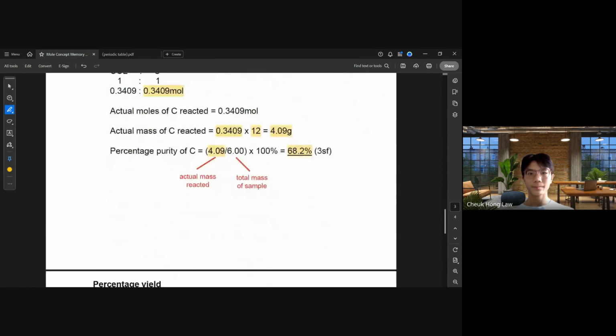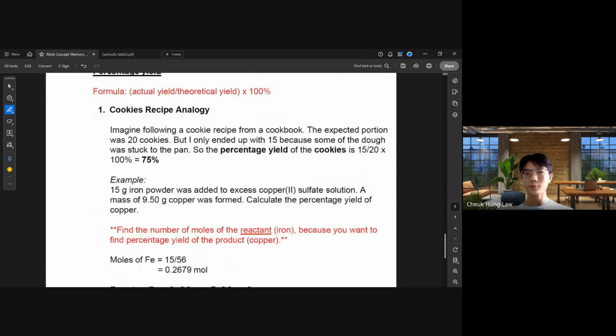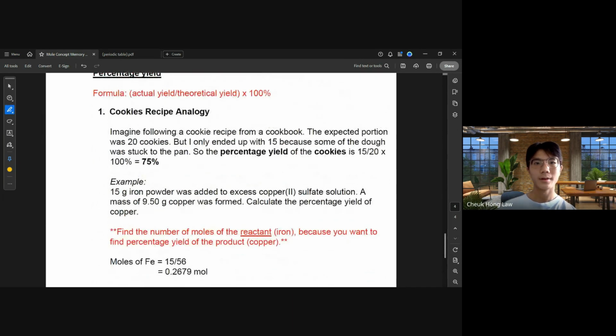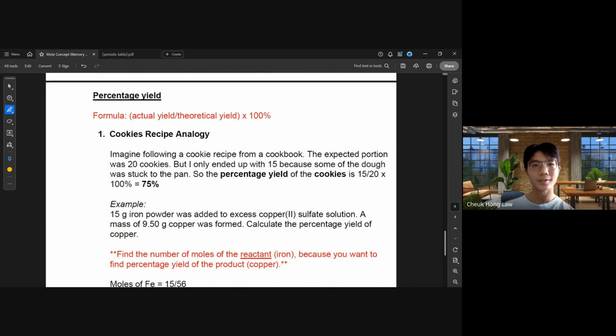Then today, the final concept that I want to go through is percentage yield. I believe it's the final one, yeah. The formula for this is actual yield divided by theoretical yield times 100%. So it's similar to percentage purity, but there's of course a difference. I'll explain it using this cookie recipe analogy.